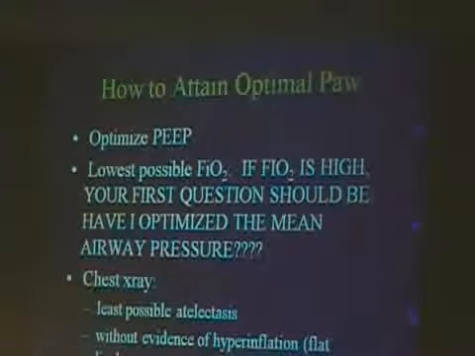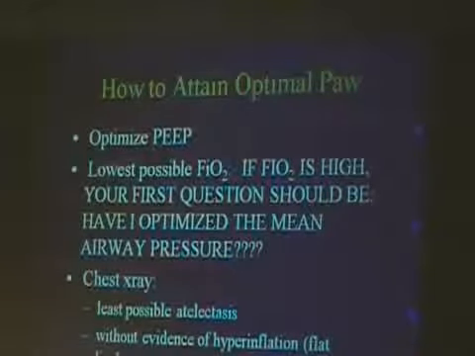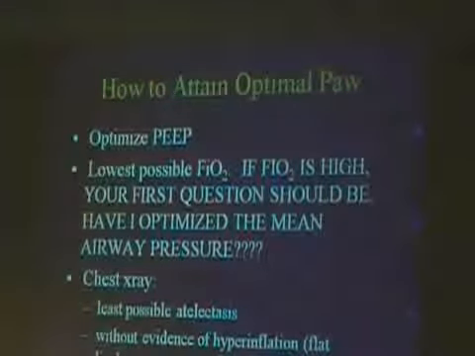All right? Because if you get atelectatic, your FiO2 is going to go up. If you get over distended, your FiO2 is going to go up. So at optimal mean airway pressure, you're at the lowest possible FiO2. So if you have a baby with a high FiO2, the first question you should ask yourself is, have I optimized my mean airway pressure?